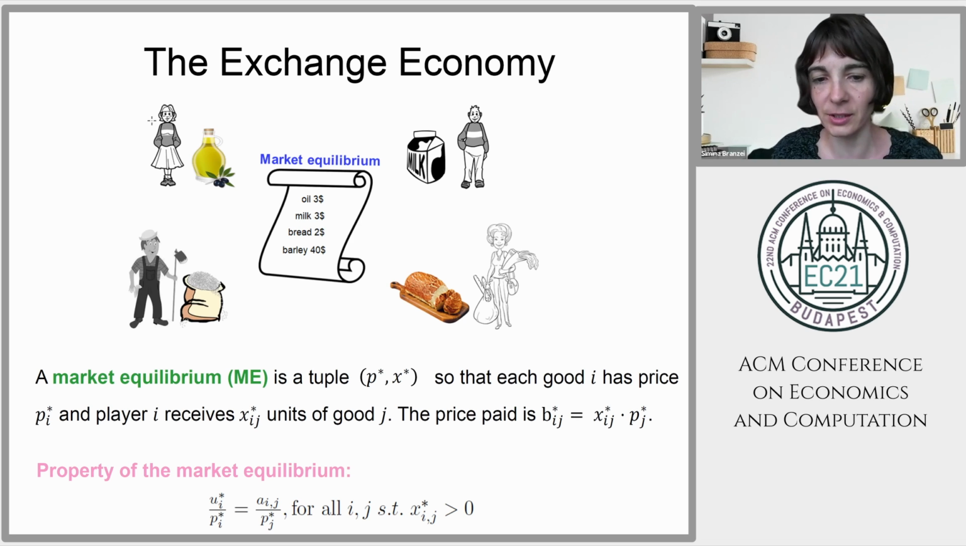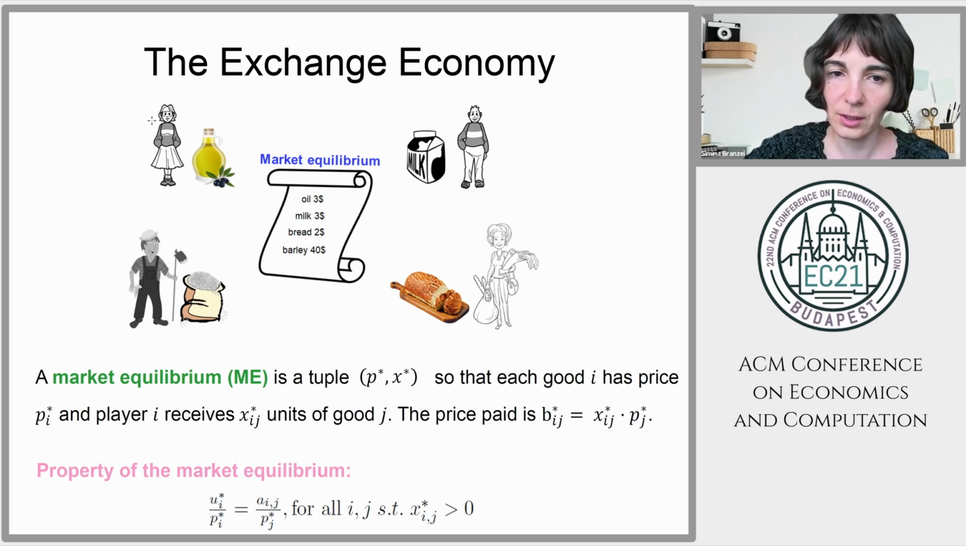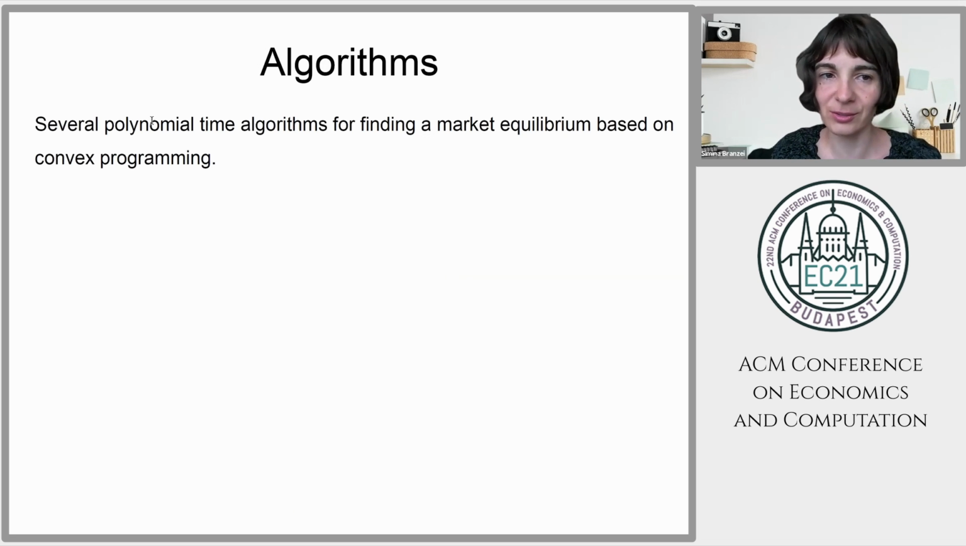The property of the market equilibrium that will be very useful in this work will be that at the market equilibrium, if the utilities are u_i star and the prices of the goods are p_i star, we have that u_i star over p_i star is equal to a_ij over p_j star for all edges ij where player i purchases good j in the equilibrium. So there is a lot of work on this problem.